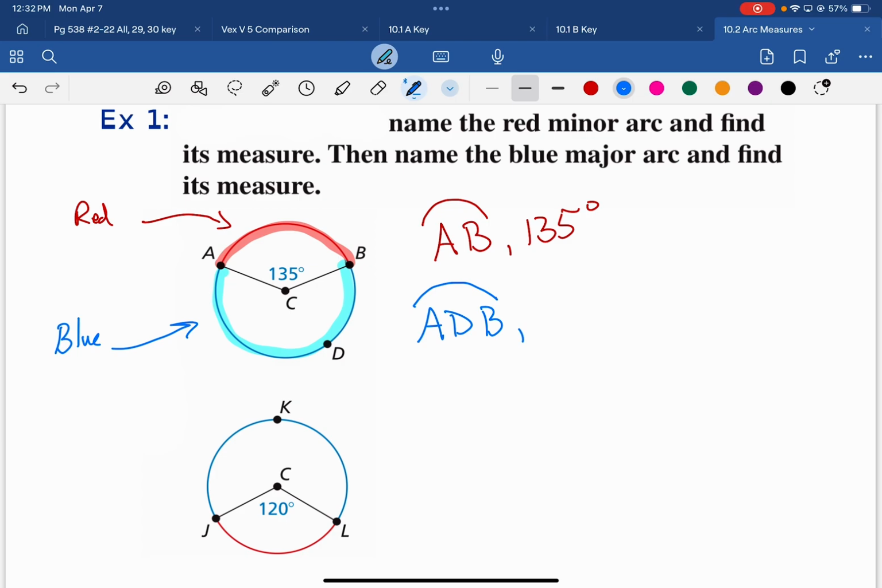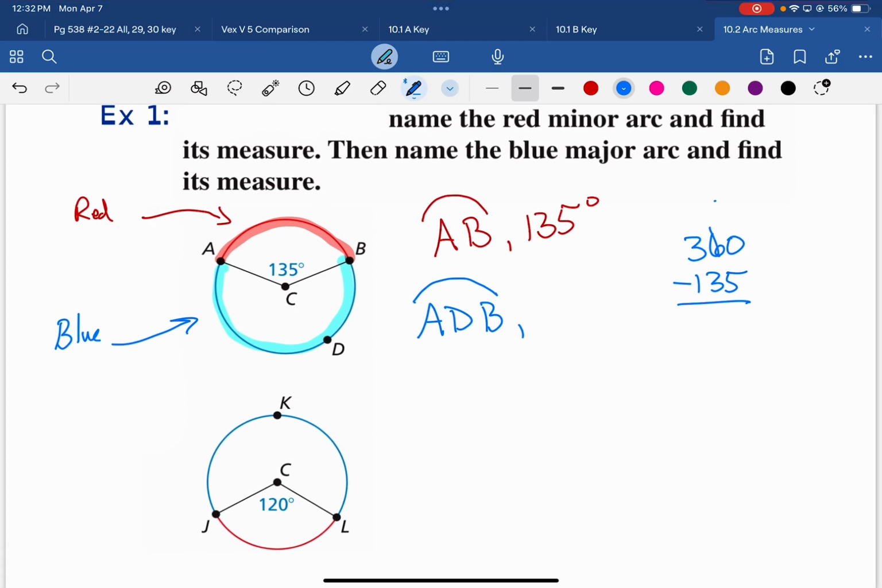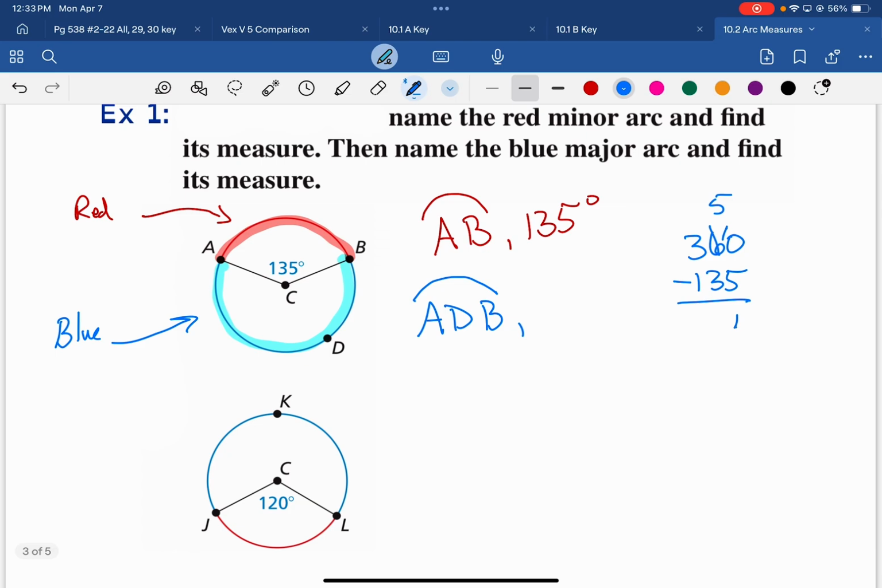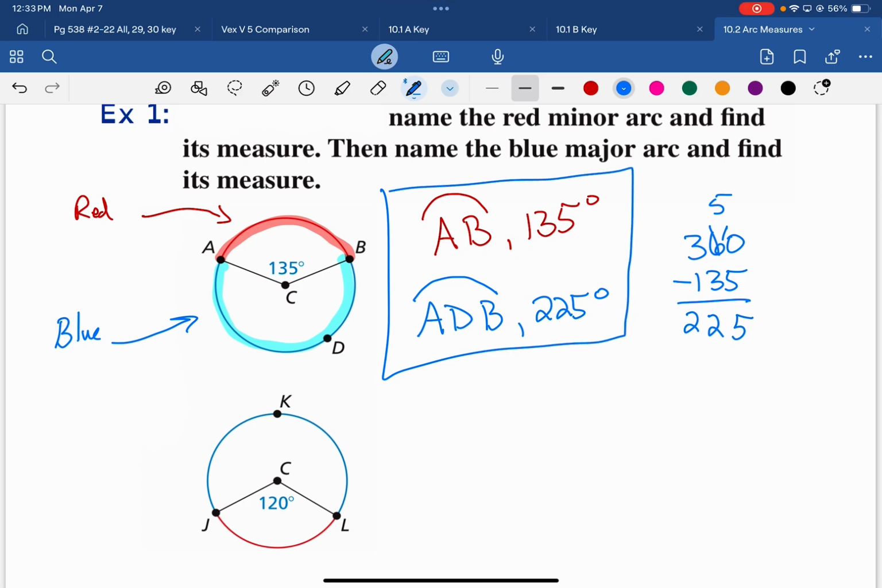What's that? Yeah, the total is 360. We only got 2 sections, 135 and this other one. So we're going to do 360 minus 135. Okay. Can I do 0 minus 5 there? No. Borrow from the 6. That gives me 5. And what becomes 10? 10 minus 5? 5. 5 minus 3? 2. 3 minus 1? 2. So that's 225. Now just remember, if you got less than 180, you know you did it wrong, right? Because it's a major arc.